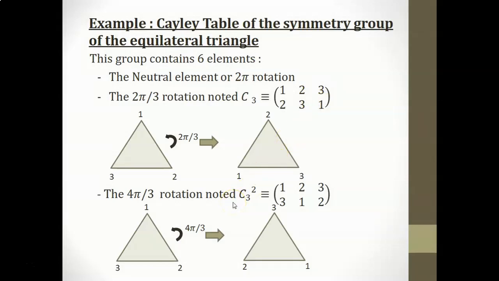And now a rotation of 4 pi over 3 is equivalent to 2 times a rotation of 2 pi over 3. So we can rotate further by 2 pi over 3 this configuration. The vertex 3 will come in this position, which is the position of 1 initially. The vertex 2 will come in this position, which is the position of 3 initially. And the vertex 1 will come in position 2. So it's the permutation 1→3, 2→1, 3→2.